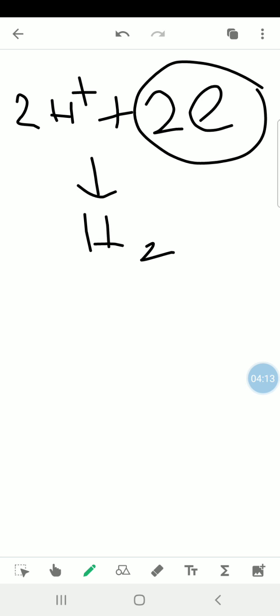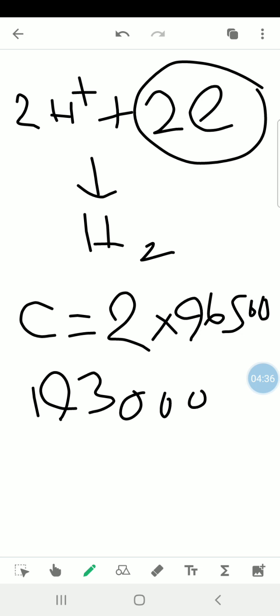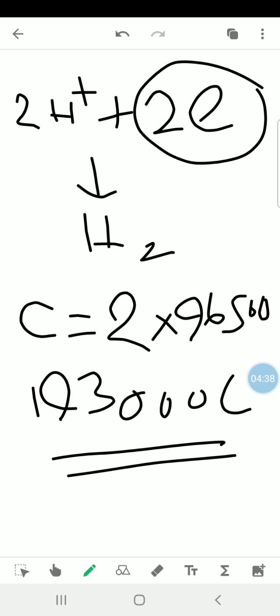So what is the charge that we need? The charge that we need is equal to 2 into 96,500, right? Because there are 2 moles of electrons involved. So that 2 into 96,500 is 193,000 coulombs. 193,000 coulombs of charge is required to produce 1 mole of hydrogen gas. So now we come back to the question.